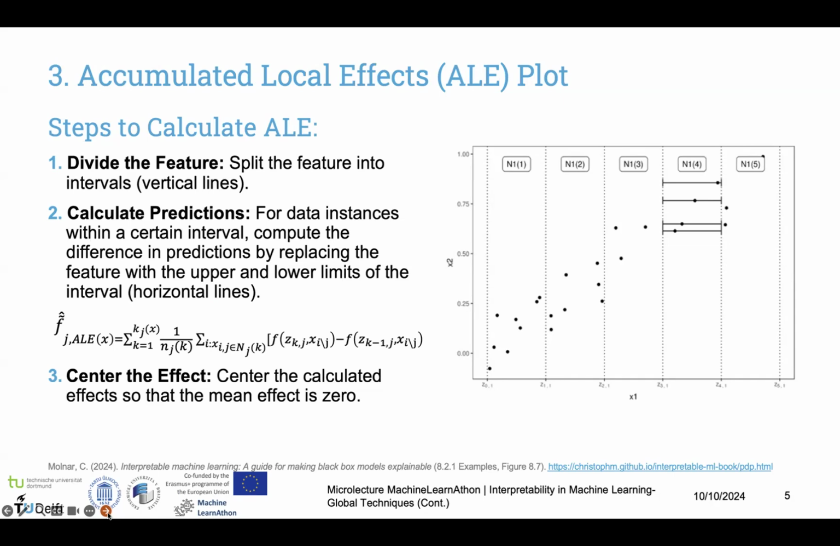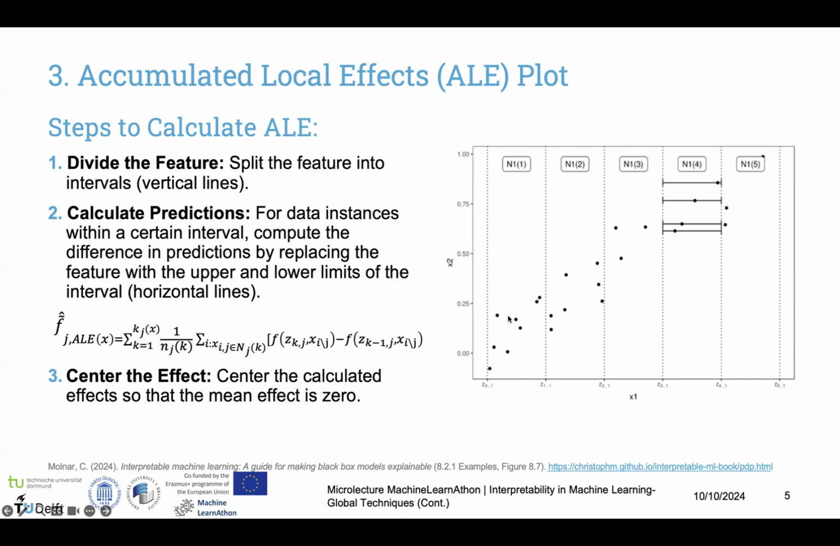So the accumulated local effect is another way for explaining the global behavior of the model, and it's calculated as follows. Assume that we would like to understand the impact of feature x1 on the predicted outcome. So what we are going to do is simply divide the feature. We split the feature into intervals. So here we split the feature x1 into 5 intervals.